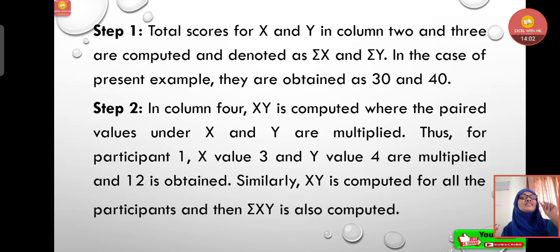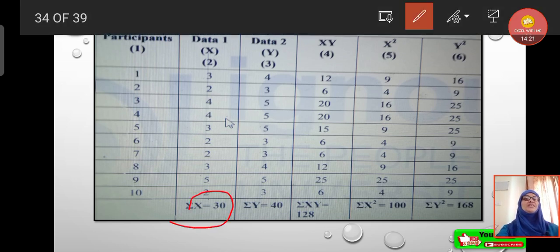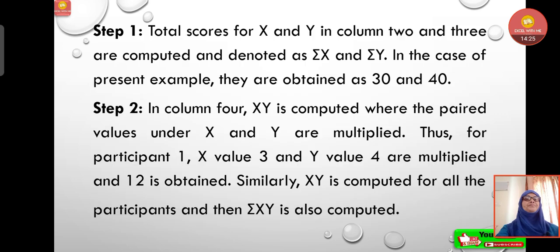Step 1, total scores for X and Y in columns 2 and 3 are computed and denoted as sigma X and sigma Y. In the case of the present example, they are obtained as 30 and 40. If you see here, 30 and 40. Then step 2, in column 4, XY is computed where the paired values under X and Y are multiplied. Thus for participant 1, X value 3 and Y value 4 are multiplied and 12 is obtained here.